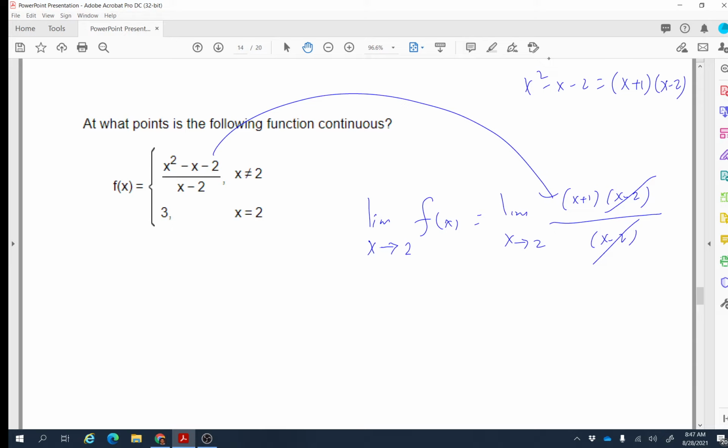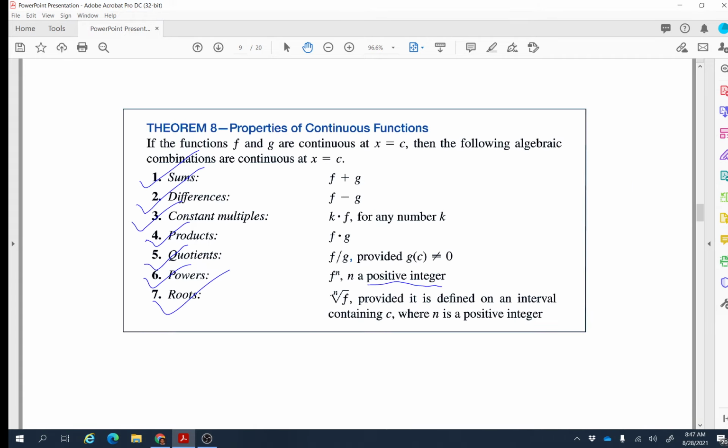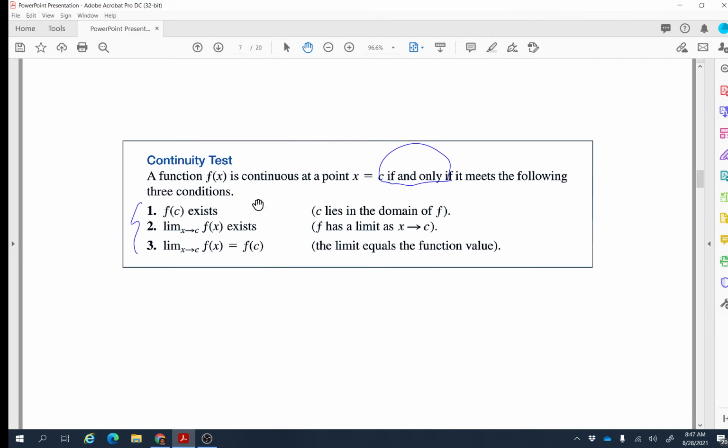And now to find the limit when x approaches 2, this should be 2 plus 1, which is 3, which is actually the value of the function at 2. So as you can see, we have the limit of the function when x approaches 2, which is 3, and which is actually the value of the function at 2. That's why this function satisfies the definition of continuity at 2.